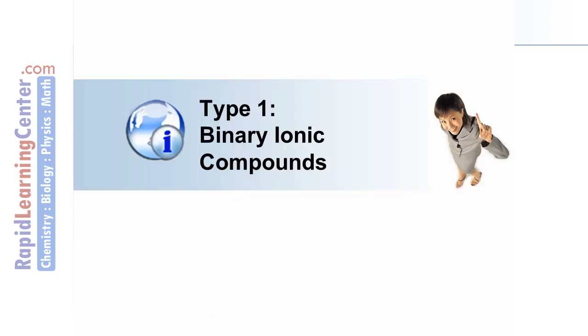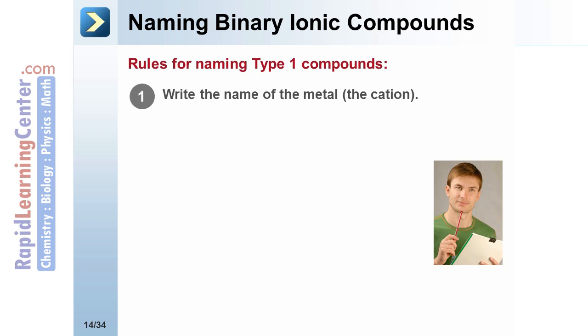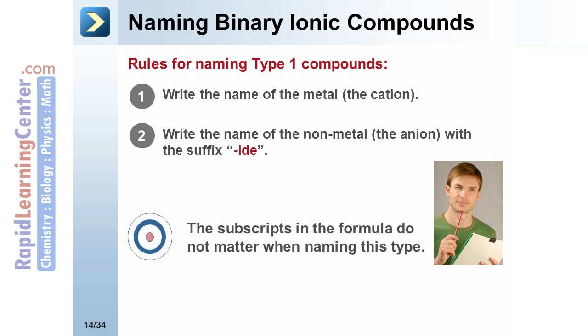The first type is binary ionic compounds. First, write the name of the metal, the cation. Second, write the name of the nonmetal, the anion. Remove the ending of the nonmetal's name and add the suffix IDE. The subscripts in this formula do not matter when naming this type of compound.